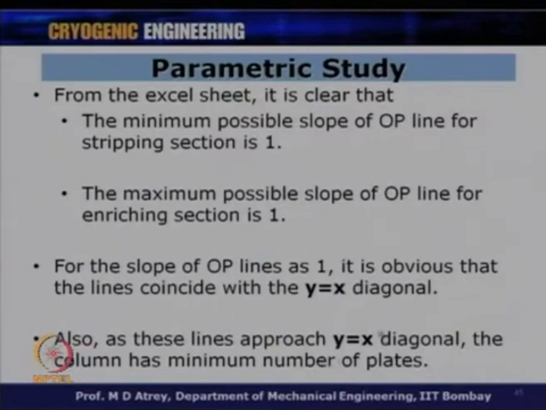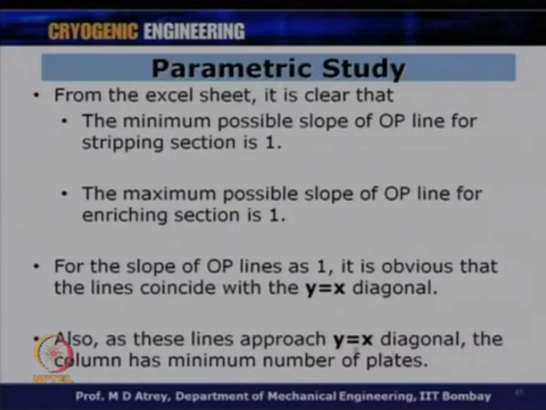Basically, L by V is equal to 1 means you are not getting any product. Whatever V is going up, everything gets condensed. But just to understand, if I do not want any product and I just want to operate the column in a steady state manner, for both, the operating lines will get merged to y is equal to x as a diagonal, and the column has a minimum number of plates.